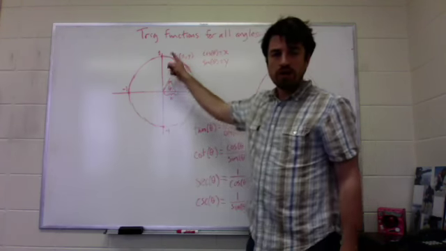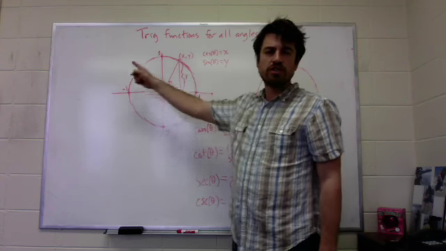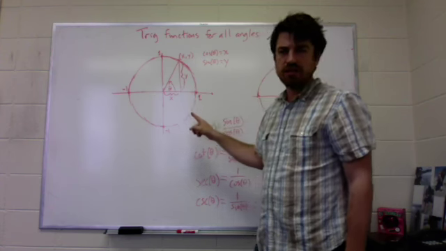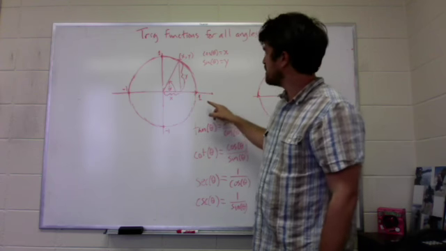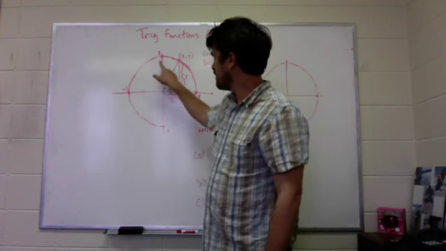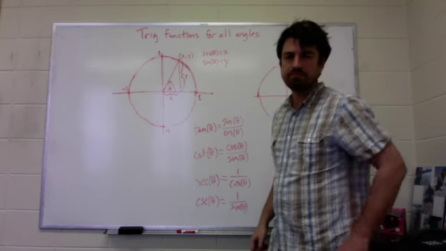Here I've drawn what's called the unit circle. This is just a circle of radius 1 centered at 0. It's a little bit hard to see here depending on how big your screen is, but this is a 1, this is a -1, a 1, and a -1 here.